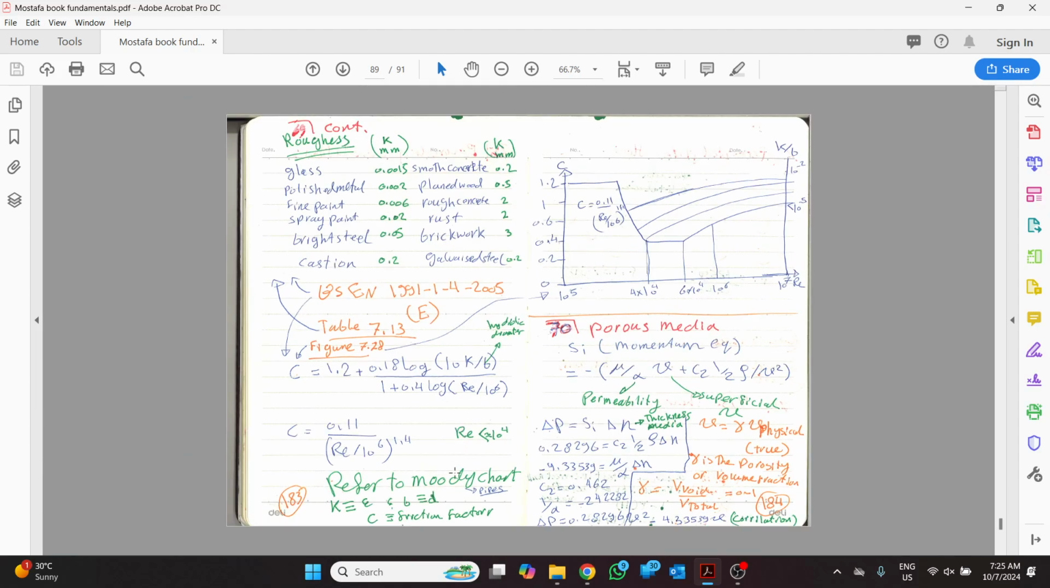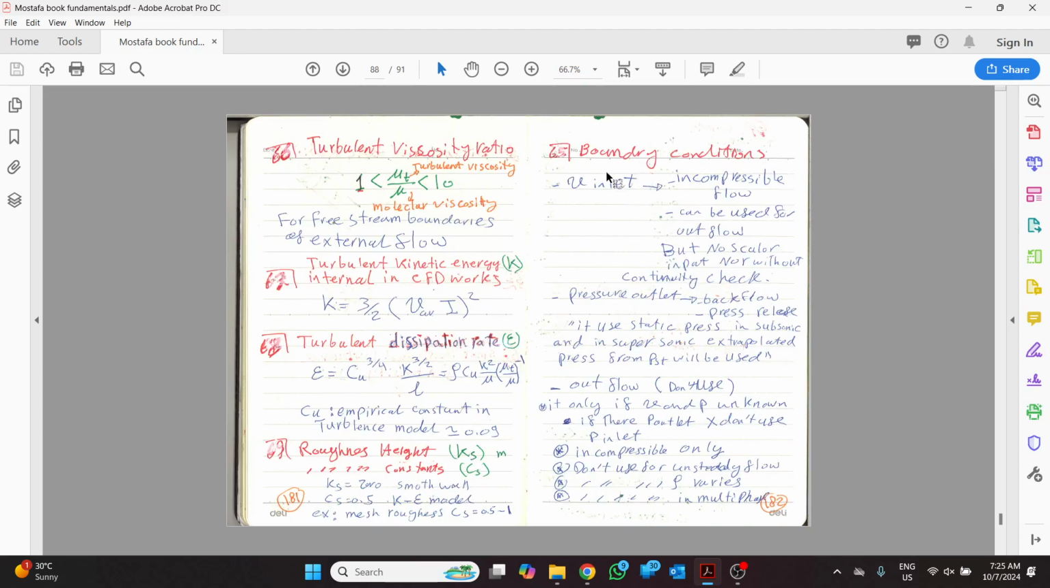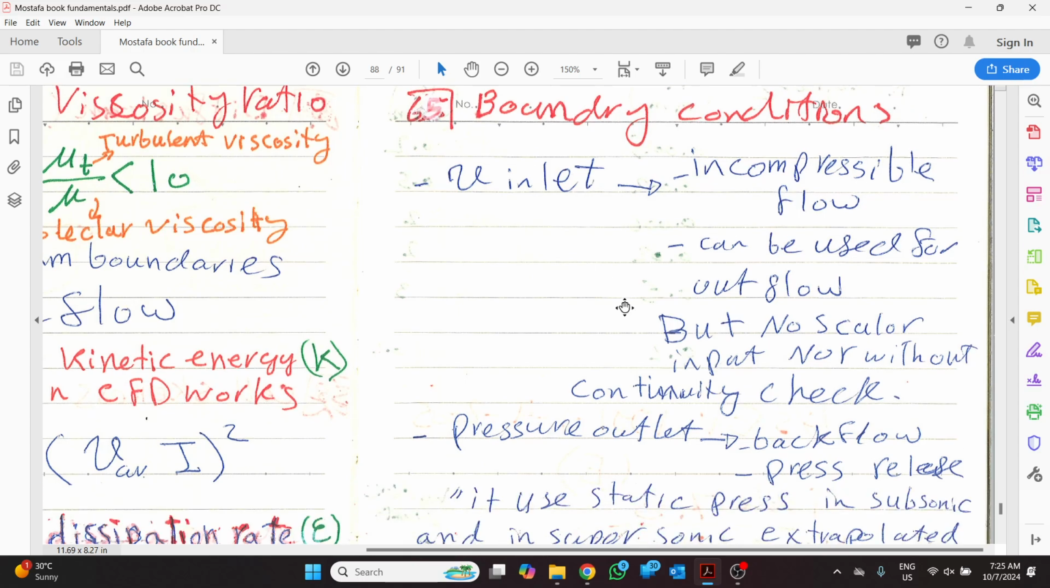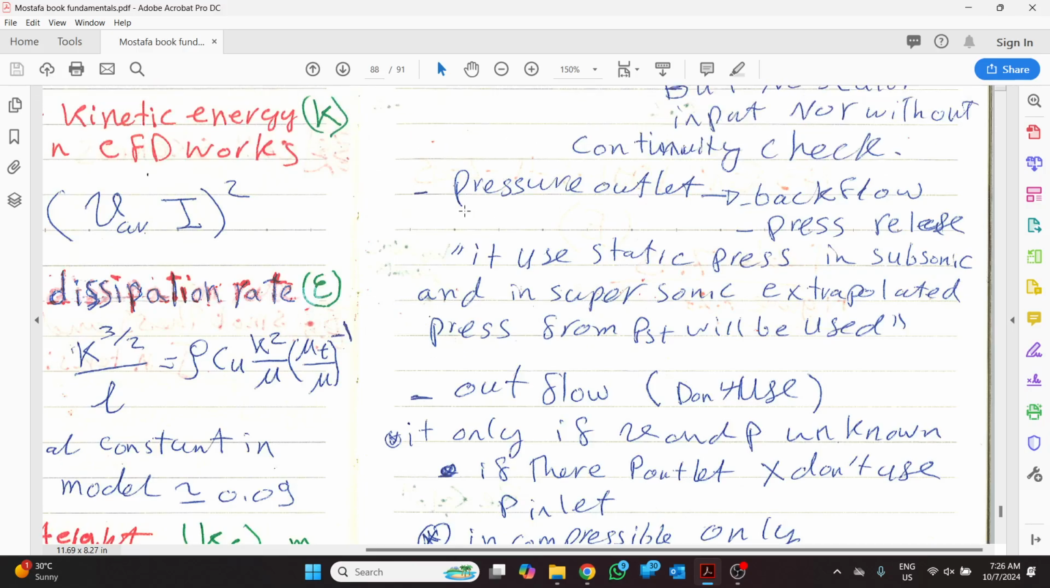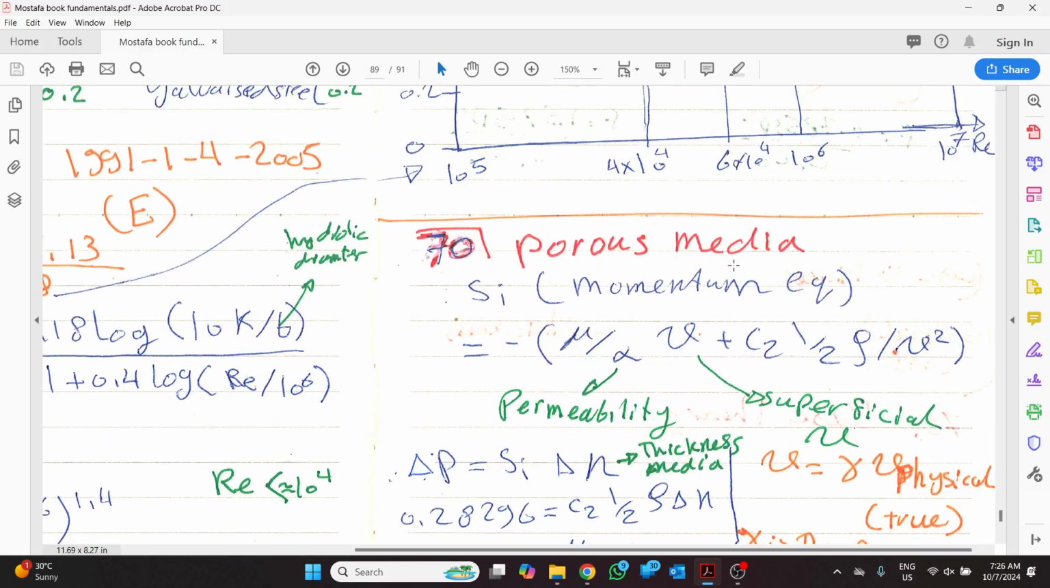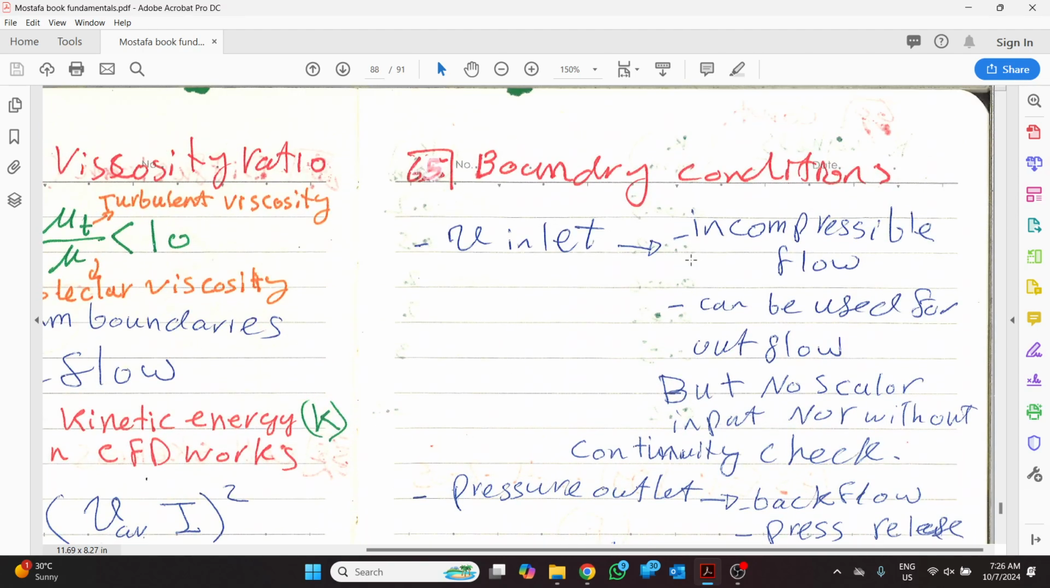Now I'm going to return to boundary conditions. In CFD, the main boundary conditions you can define for any surface are a velocity inlet, a pressure outlet, an outflow. Of course there is also porous media, and others like fan, vent, etc. They're not major, but we're going to discuss them later in the application itself.